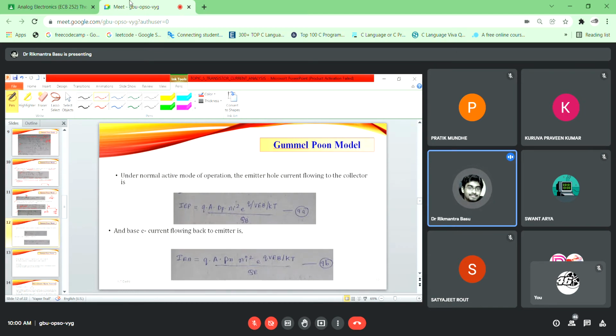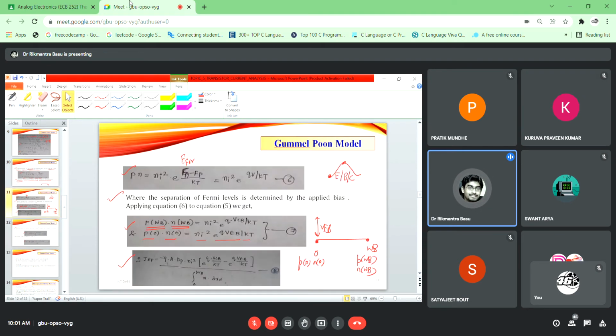So under normal active mode of operation, while we are designing, charge control analysis was a very precise control approach, as we have told, whereas the Gummel-Poon model is a relatively generalized approach. So we don't take care here about the inverse active mode, only the normal active mode is fine. So under normal active mode of operation, the emitter hole current is finally given by this one, and the base electron current flowing back to the emitter is given as IEN equals Q into A into Pn Ni square into e to the power QVEB by kT minus QE.